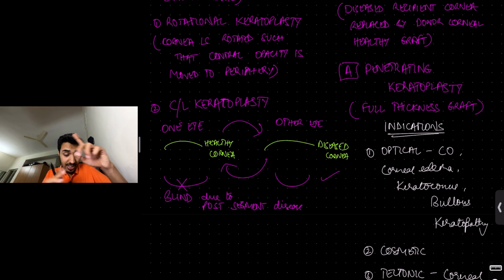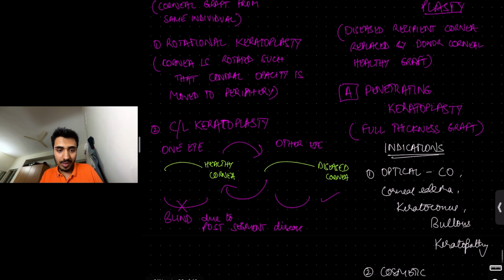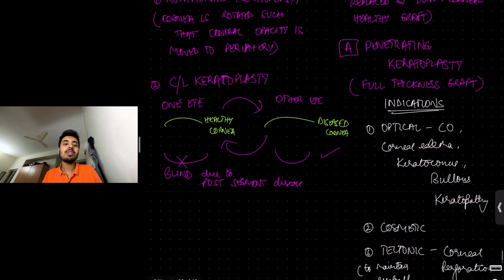Rotational keratoplasty and contralateral keratoplasty come under autokeratoplasty. Now, allokeratoplasty can be of three types. First, let's look at penetrating keratoplasty. Basically, full thickness is replaced. The recipient's full thickness cornea is removed and a donor full thickness corneal graft is given.